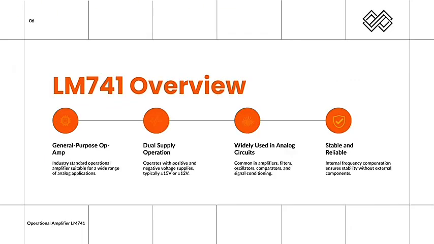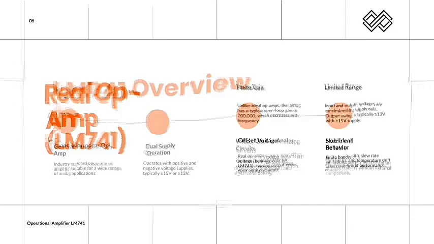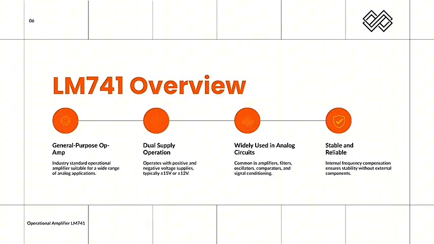Now, focusing on the LM741, it is a general-purpose operational amplifier that has been widely used for many years. It is especially popular in educational environments because it allows us to clearly understand the behavior of real op-amps. The LM741 typically operates with a dual power supply, such as plus and minus 15 volts, although it can work within a range of supply voltages.